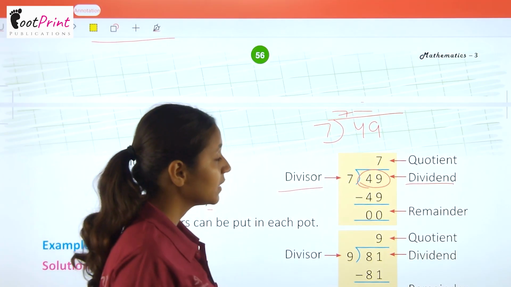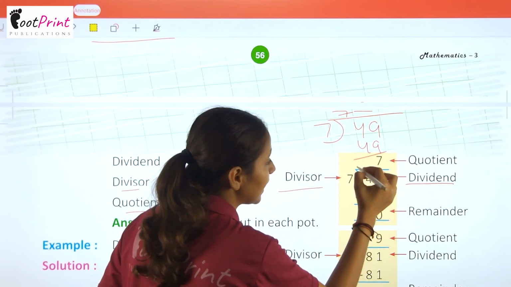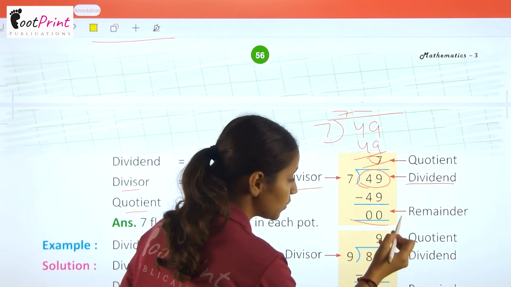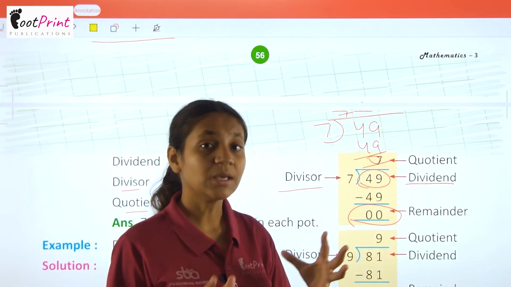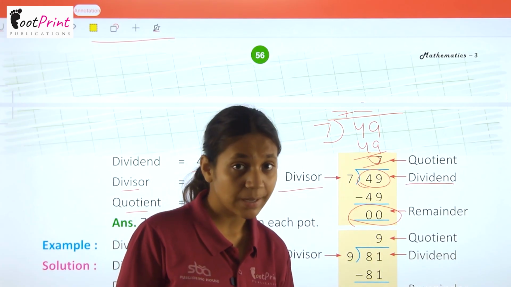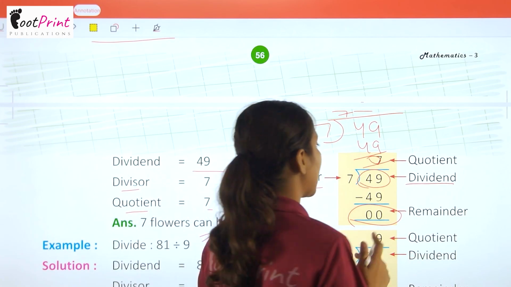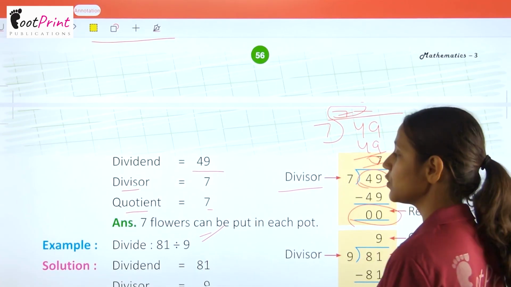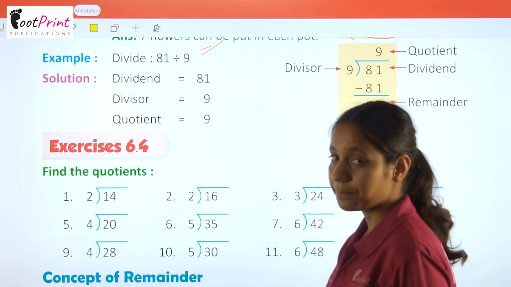Okay. So 7 sevens are 49. And then 0. The 0 that comes we call the remainder. Remainder is what is left over. Remain means left over, so remainder is the leftover number. And the answer is the quotient.